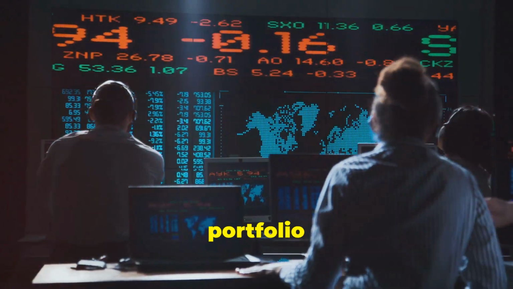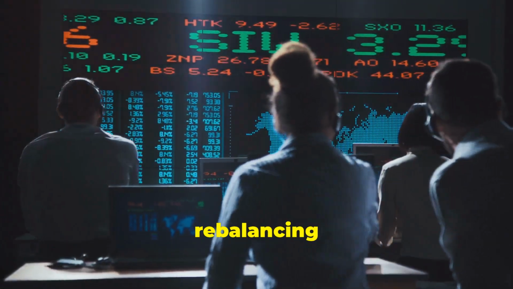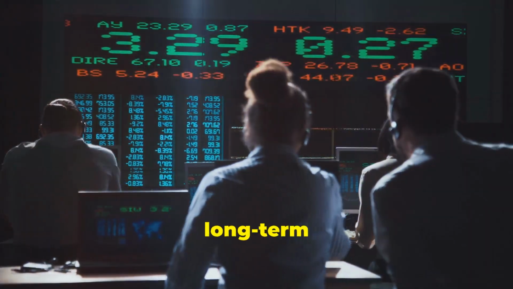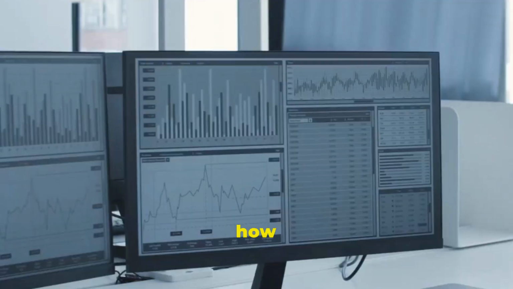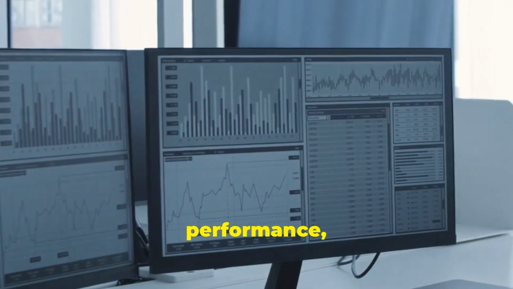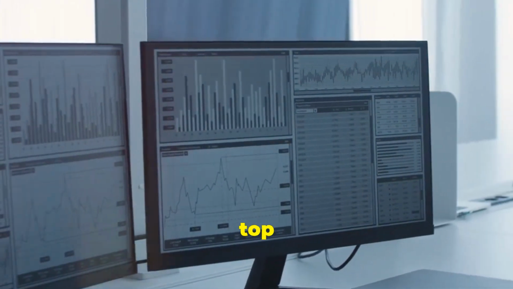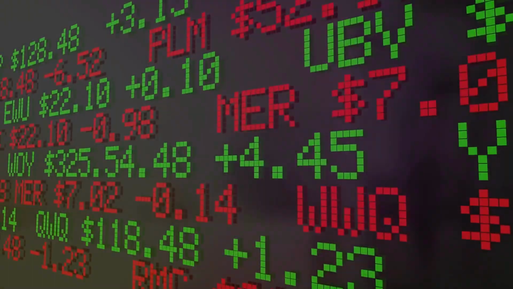Monitoring your dividend portfolio regularly and rebalancing when necessary is essential for long-term success. We'll discuss how to track your portfolio performance, adjust your holdings, and stay on top of changes in the market.